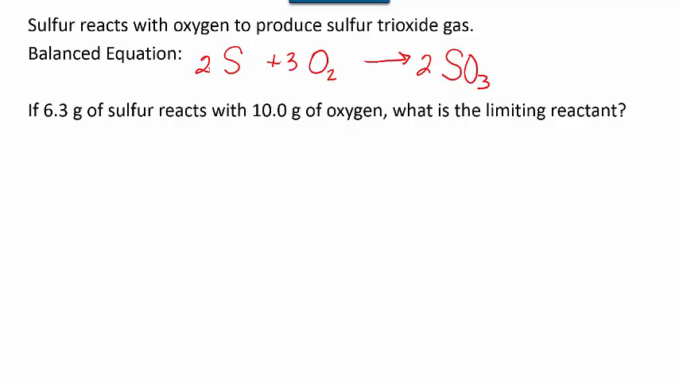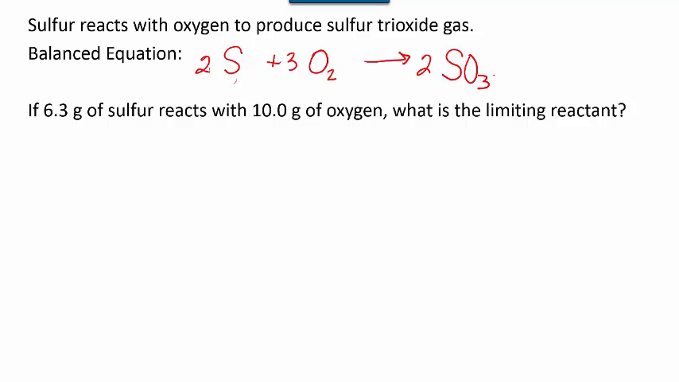Now, when we first looked at this unit, your first video kind of talked about recipes. So we really need to think back to that first video. What I'm giving you here is your recipe. You need 2 moles of sulfur and you need 3 moles of oxygen in order to create 2 moles of sulfur trioxide. If you do not have enough of one of those ingredients, then you are not going to be able to create 2 moles of sulfur trioxide.